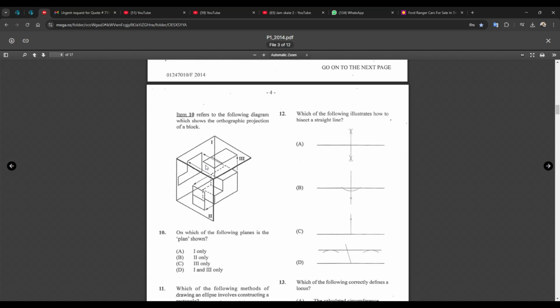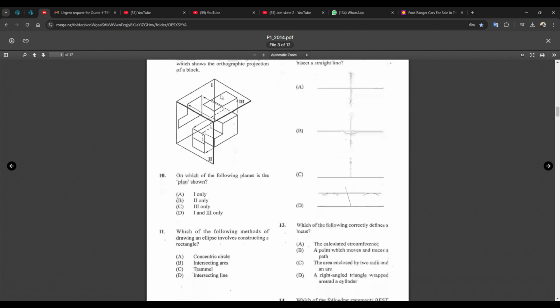Number 10, on which of the following planes is the plan shown? So we have 3 planes. We have 1, we have 2, and we have 3. And if we look at it carefully, we can see that the plan is shown on 3. All right, this is the view from above. So the answer is C.